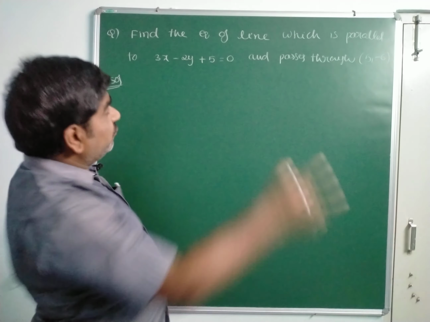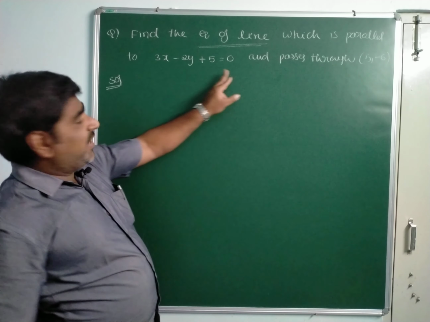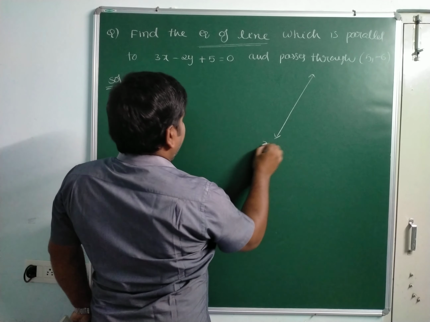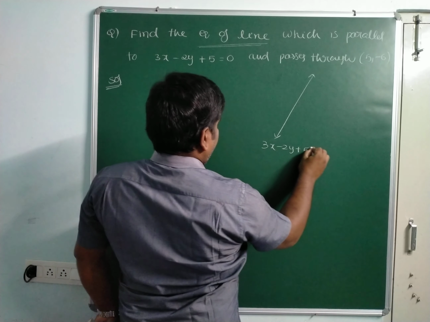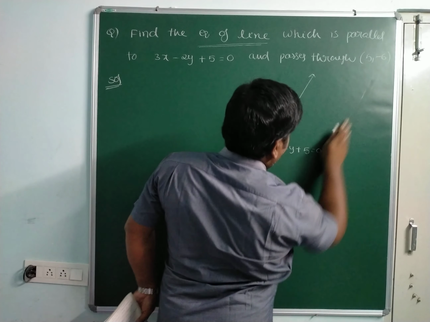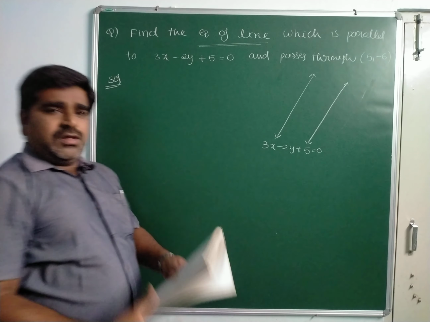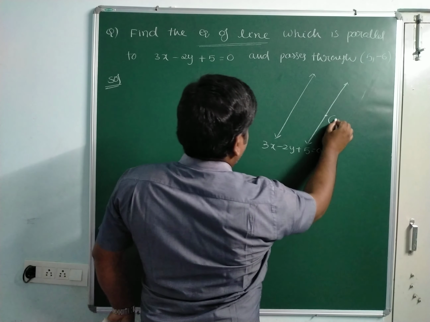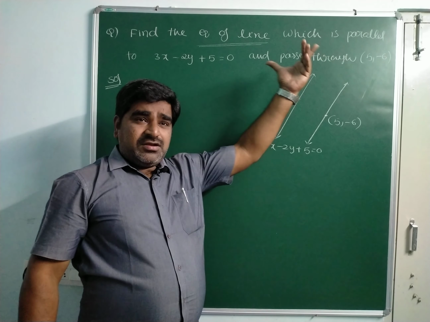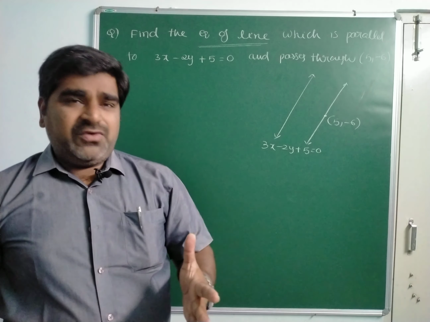Now what we have to find out? We have to find out the equation of a line. That line is parallel to 3x minus 2y plus 5 is equal to 0. See, there may be a straight line like this, 3x minus 2y plus 5 is equal to 0. And we want a straight line that must be parallel to this straight line, and this line is passing through (5, -6). He has given this equation. Now we are going to find the equation of this line. If two lines are parallel, then their slopes are equal.